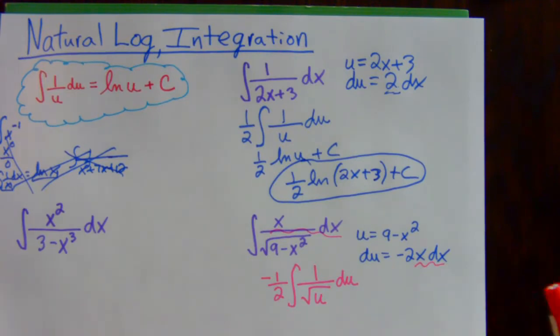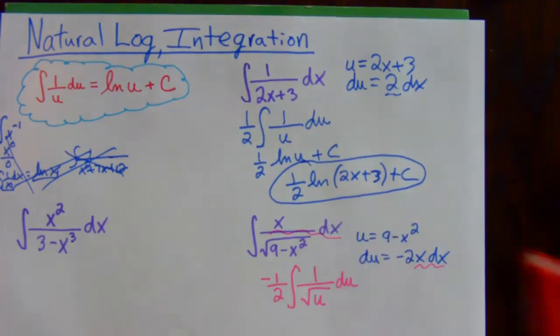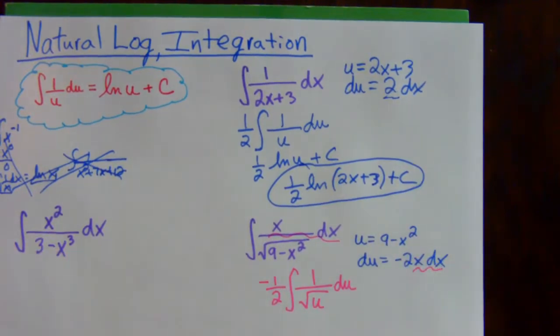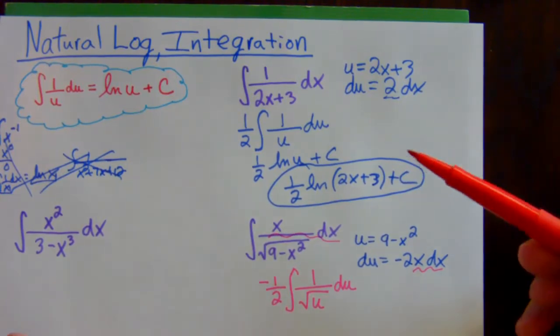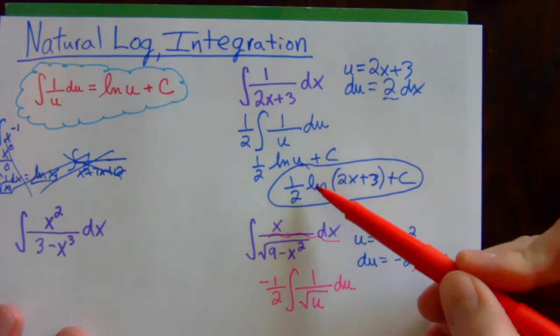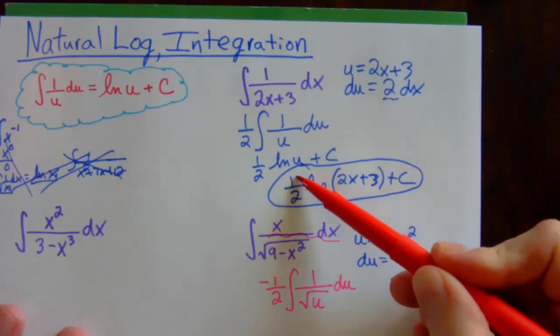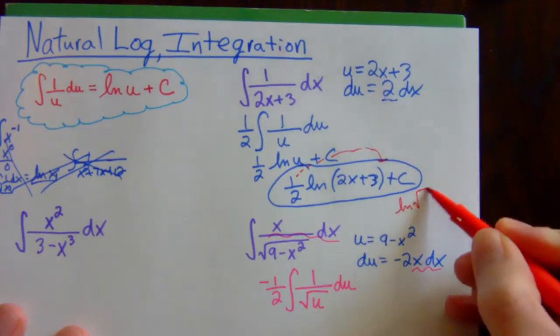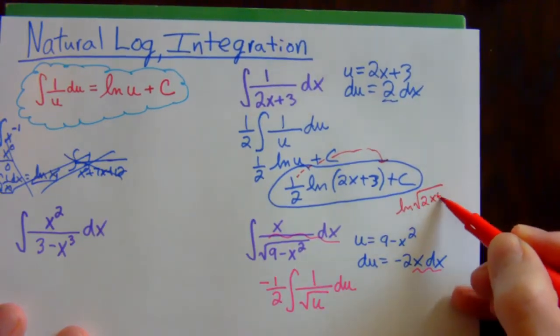A couple of things throughout this homework: when you're checking answers in the back of the book, it's entirely possible they leave it like that. It's also entirely possible they use their pre-calc properties. Sometimes the back of the book gets a little bit too fancy unnecessarily, and they try to make it look neater than it actually is. So you can use your pre-calc properties. Technically you can move this 1/2 up there, and you can rewrite that as the ln of the square root of 2x plus 3.